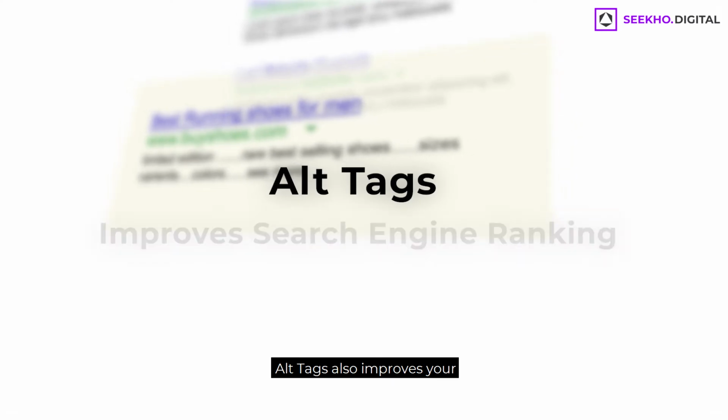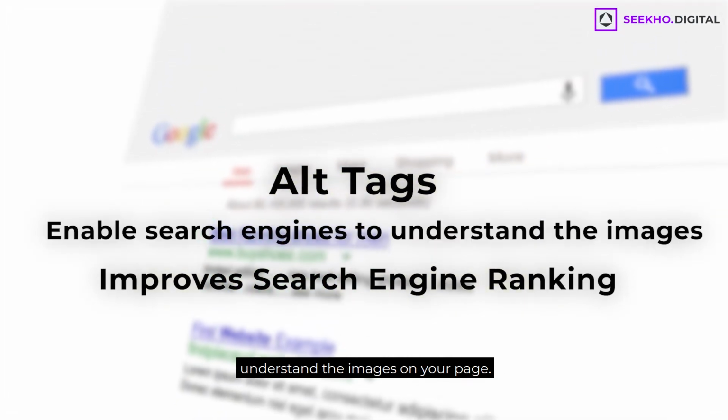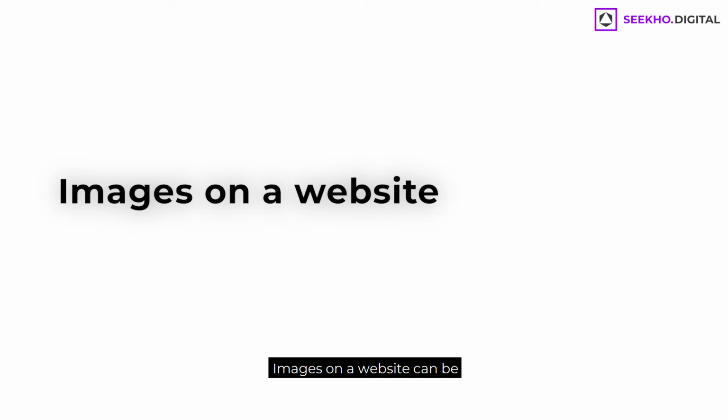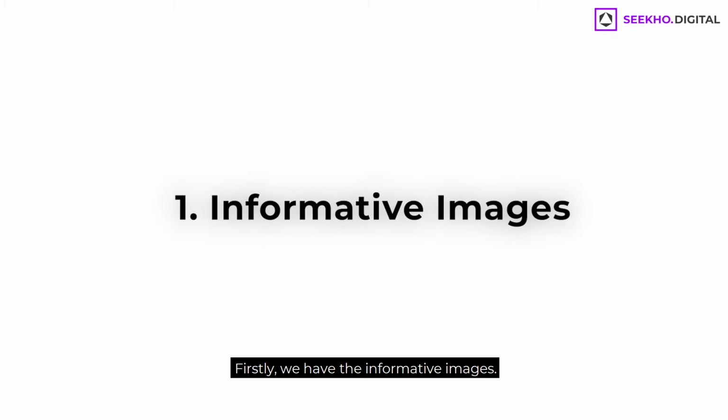Alt tags also improve your search engine rankings, because alt tags enable search engines to understand the images on your page. Images on a website can be categorized into 7 types. Although the method of adding alt tags for all the 7 types is the same, the text that needs to be included is different. Firstly, we have the informative images.